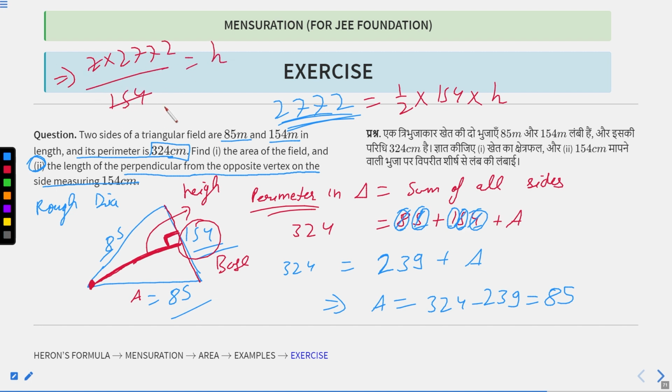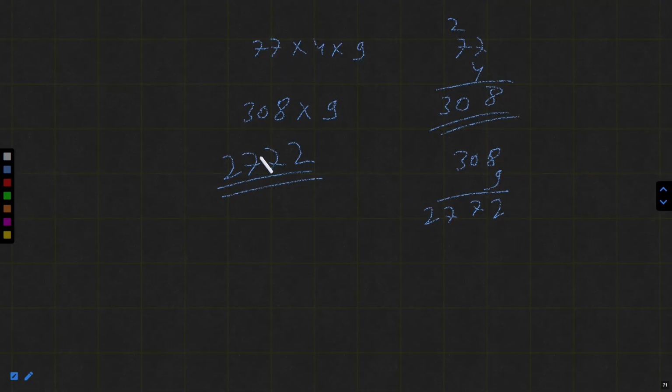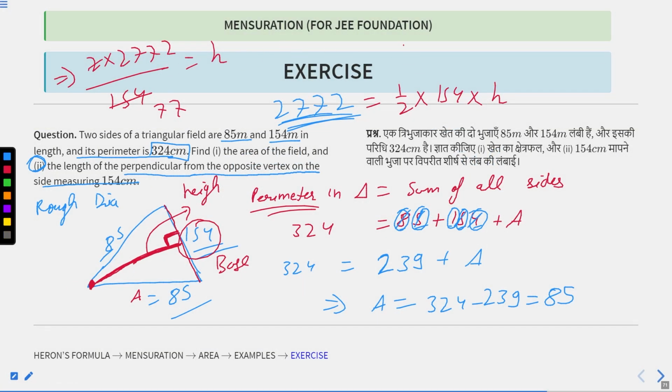And I already knew that 2772 is 77 times 4 times 9, so I can rewrite it as h equals 77 times 4 times 9 by 77. 77 gets cancelled, so 4 times 9 is just 36. So h is my 36.